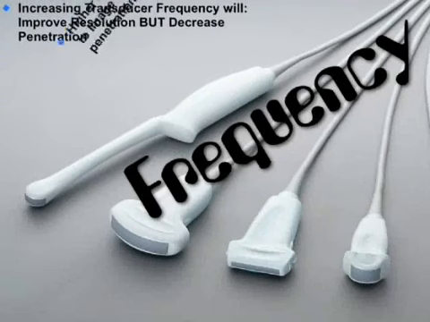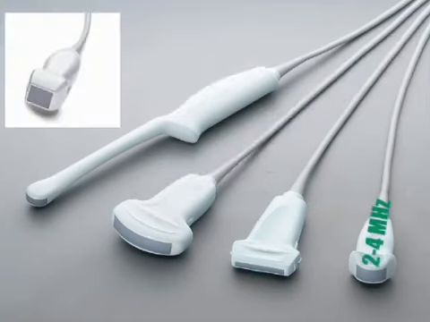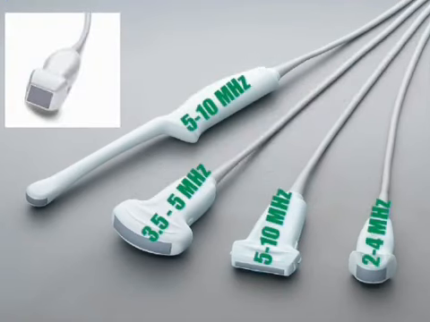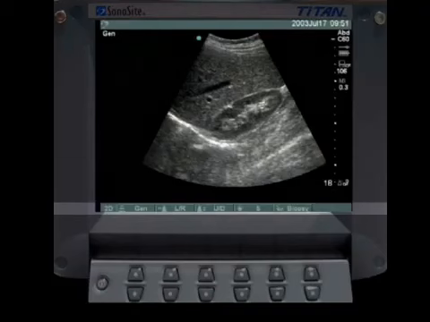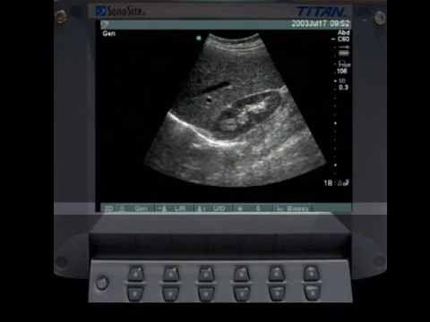Frequency determines the resolution and the penetration of the ultrasound. High-frequency probes provide high resolution. Low-frequency probes provide deeper penetration. The frequency used by the ultrasound machine is set by the imaging mode.